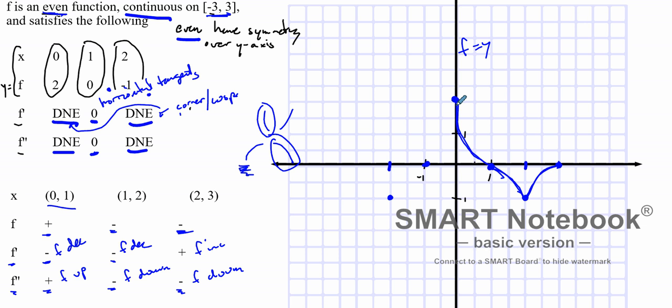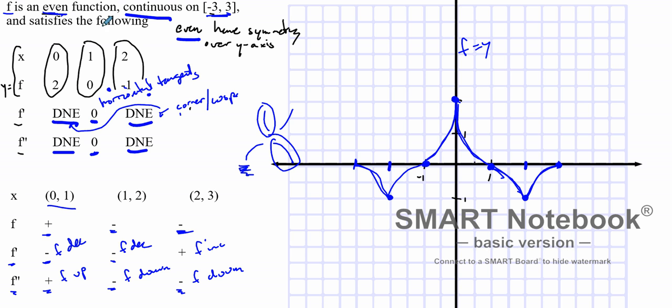Now, because this is an even function on the interval from -3 to 3, we know it's going to be mirrored on the other side. So we're just going to mirror this on this side, going like so, and then coming up like that. Boom. And that is what our graph is going to be.